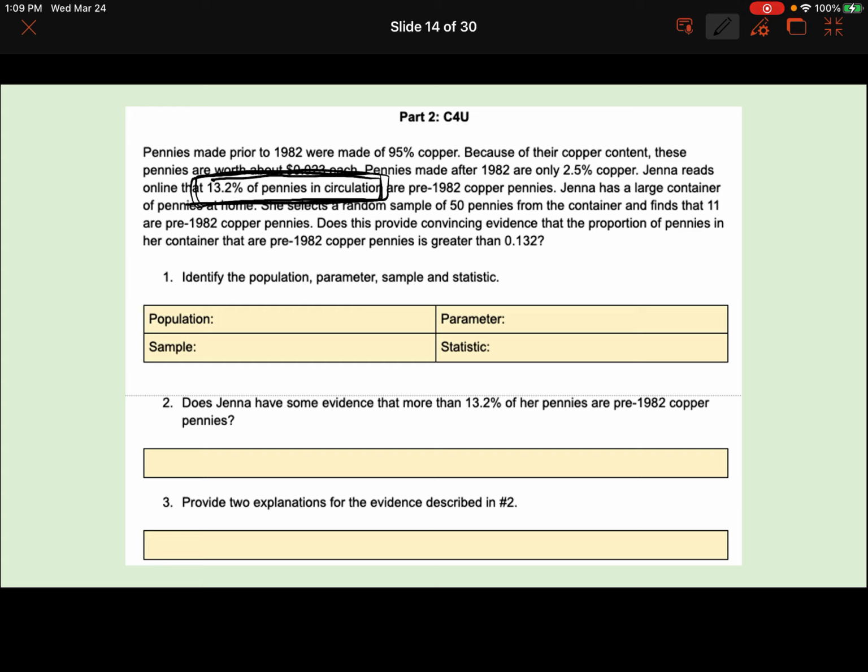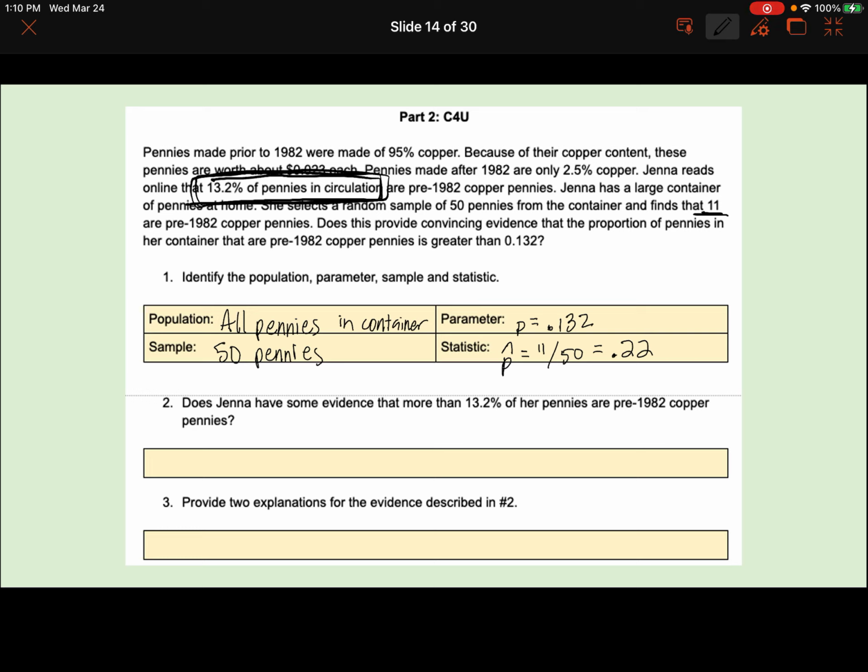Okay, so the population is all pennies in the container. Her sample was the 50 pennies that she chose. All right, so our parameter, and we're going to just assume this is true, notice I'm using a lowercase p with no hat, is 0.132. Our statistic, which is p with a hat, and that's what she actually found, is that 11 out of her 50 were the older pennies. So 11 out of 50 is 0.22.